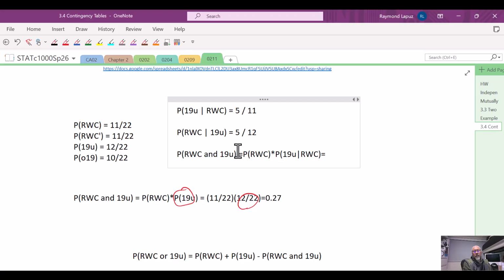So what is this? What's the probability that somebody lives in Redwood City? That's 11 out of 22. And then we multiply this by the probability that somebody's 19 and under, given that they live in Redwood City. We computed that already. That's 5 out of 11. All right. When we cancel all this out, we see that the 11 and the 11 cancel because one's in the numerator and the other is in the denominator, and we just get 5 out of 22.